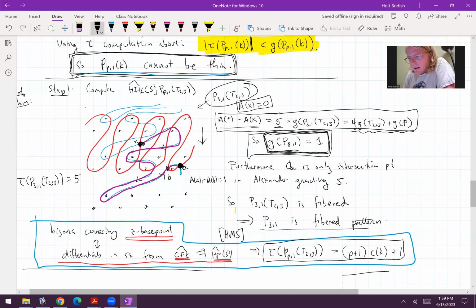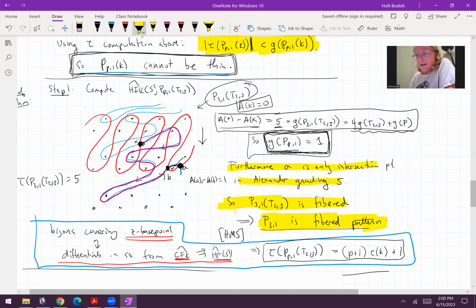And furthermore, you can see that the next possible largest generator with any Alexander grading here is B, and that necessarily has Alexander grading of A minus 1, because we have to cross one delta WZ arc to get from A to B. And so we see that A is the only intersection point in Alexander grading 5. And so by the detection of fibered knots, P sub 3,1, or more generally, P sub P1 is fibered. And so this P sub P1 is a fibered pattern for every P.